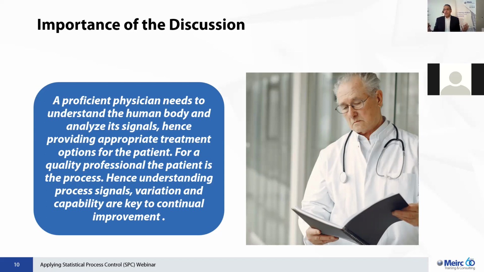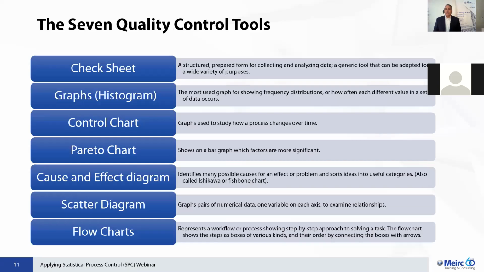Doctors, physicians, they use different tools, whether it's an X-ray, whether it's an ECG test, or whether it's an MRI. Well, in the quality field, we need tools such as these tools. And this is where we are discussing the control charts and the process capability charts as statistical tools to understand the process.